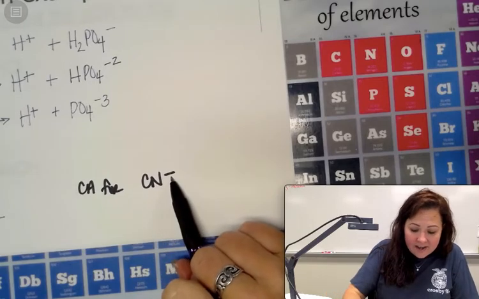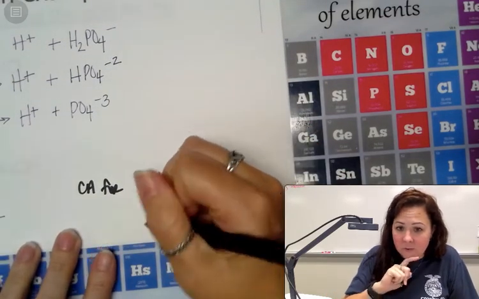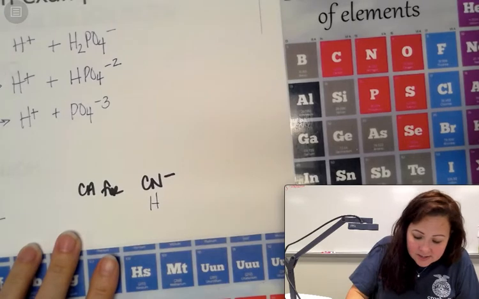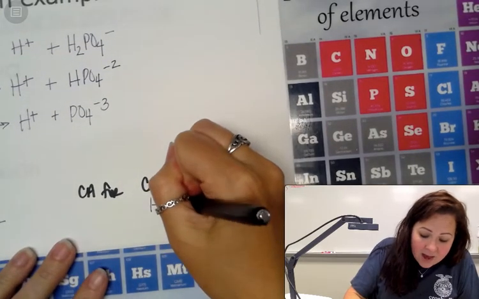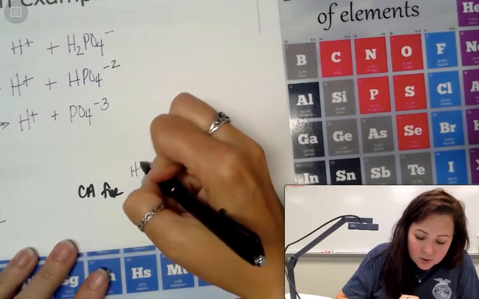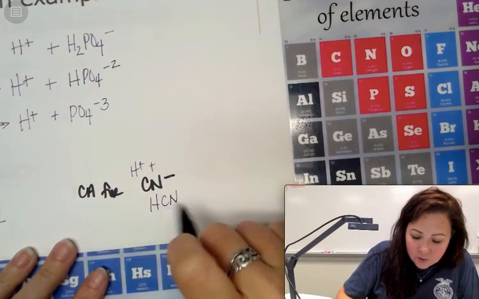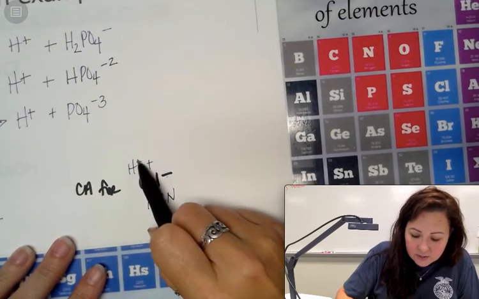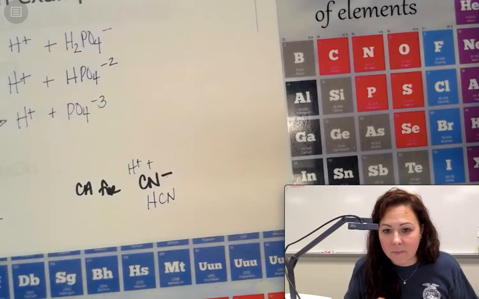If we add a hydrogen, remember hydrogen is always written in the first spot. We have HCN. I'm adding hydrogen with a +1. This guy has a -1. Those two are going to cancel out when they come together, so you're just left with HCN.